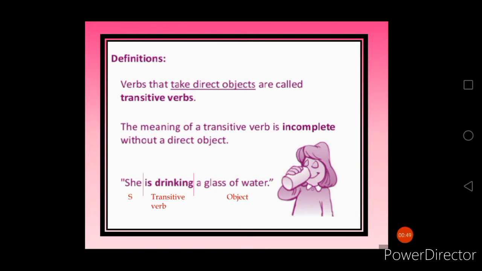Okay, see this example given here. Read it along with me. She is drinking a glass of water. She is drinking a glass of water. Okay, in this sentence, about whom are you talking?